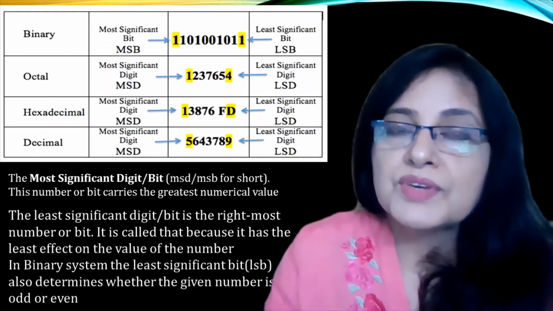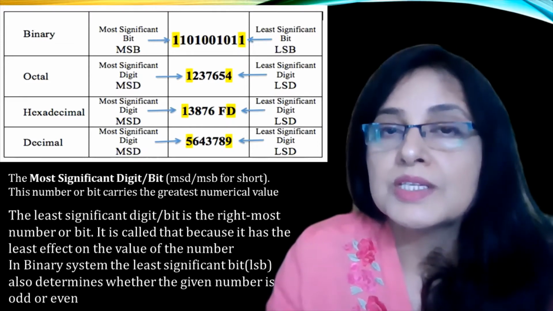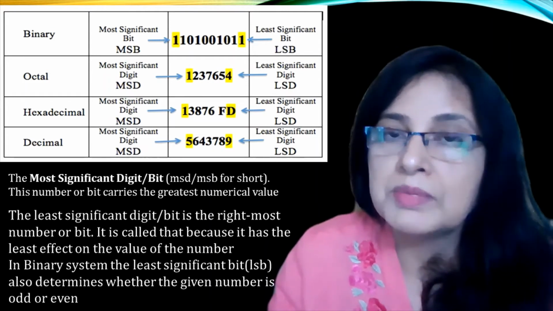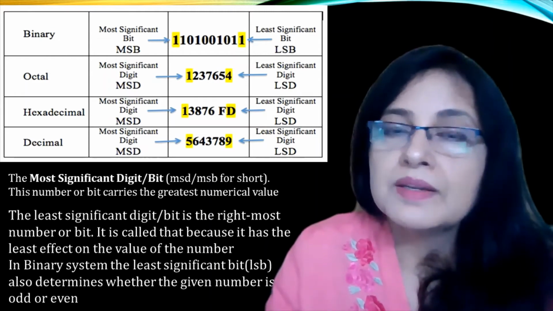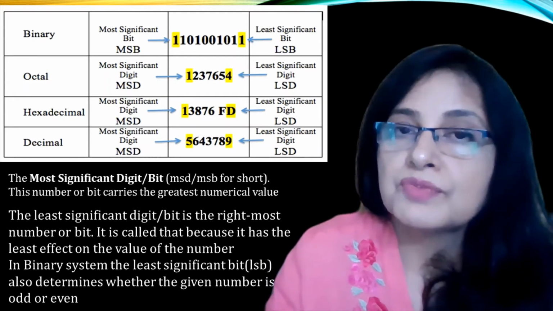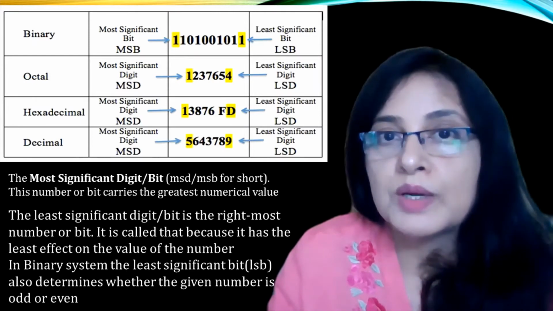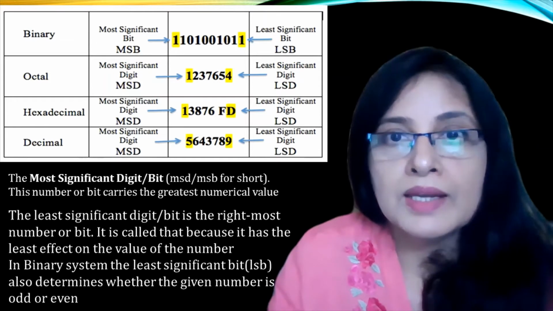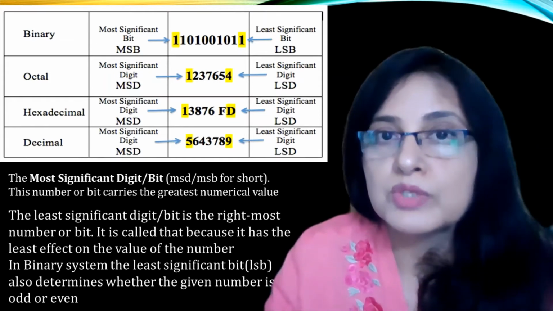The most significant digit is the one which is on the leftmost side of any number. It has the maximum numerical value. In case of binary, this could only be the digit 1. In case of octal, it can be a digit from 1 to 7. In hexadecimal, it can be a number from 1 to 15. And in decimal, it can be between 1 and 9. Now, the most significant bit is the leftmost one.